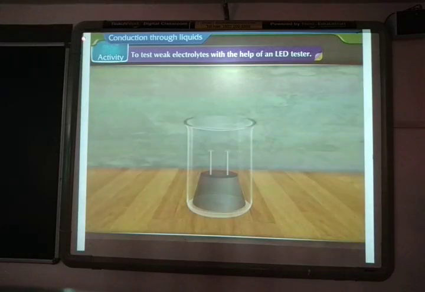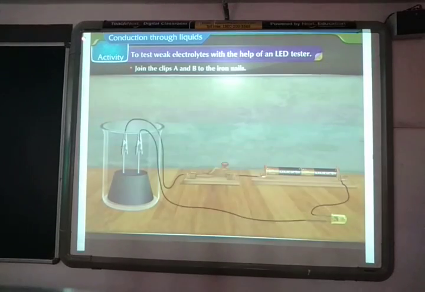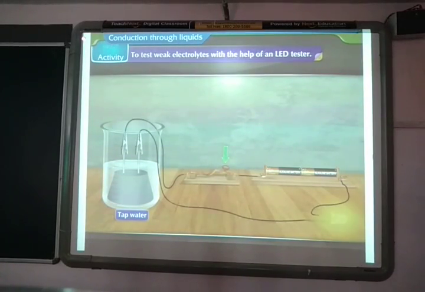Activity. Let us now use the new tester to test weak electrolytes. Take the same arrangement of beaker and rubber cord with iron needles fixed on it. Join the clips A and B to the iron needles. Pour some amount of tap water in the beaker. Close the switch and observe what happens. You will observe that the LED glows.